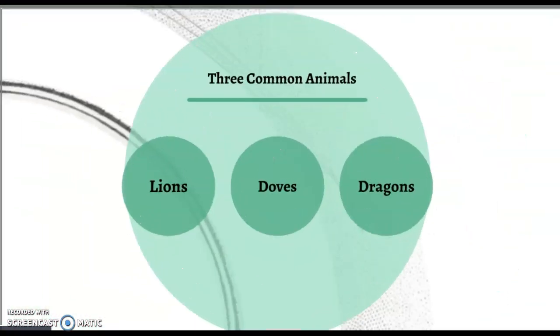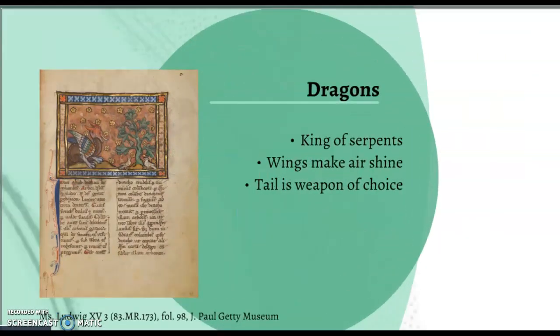There were many animals that were popular in bestiaries, and we'll examine 3 of them. Dragons were a popular trope, as the king of serpents who could use their wings to make the air shiny. They were seen as very devious animals, and they represented Satan.